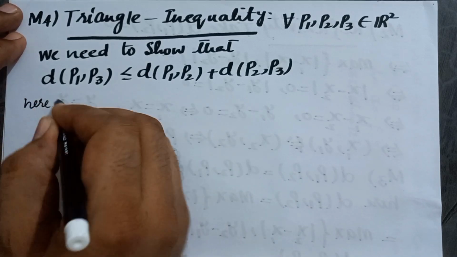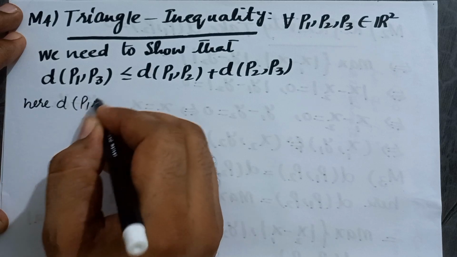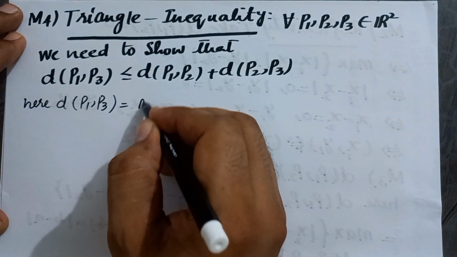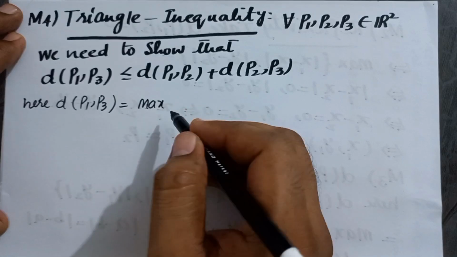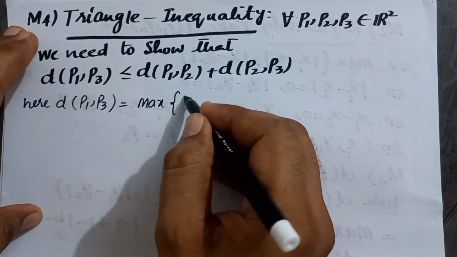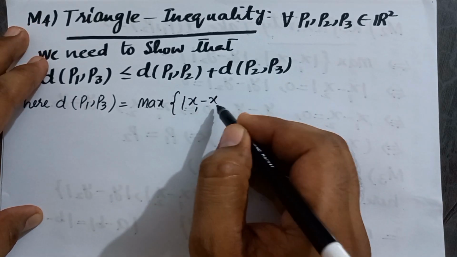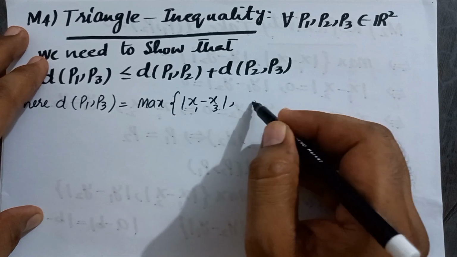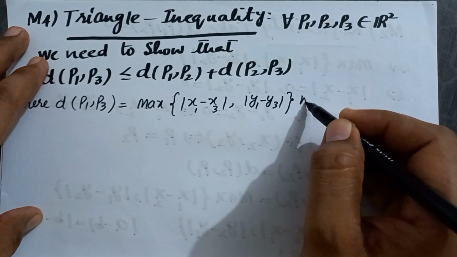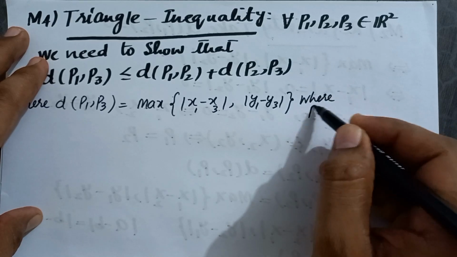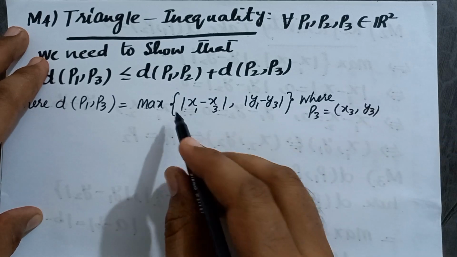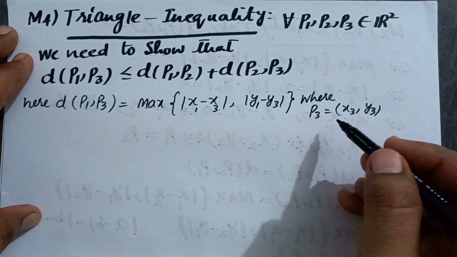Here, the distance of point p1 to p3 is equal to the maximum of absolute x1 minus x3 and absolute y1 minus y3, where p3 is equal to (x3, y3) and p1 is (x1, y1).